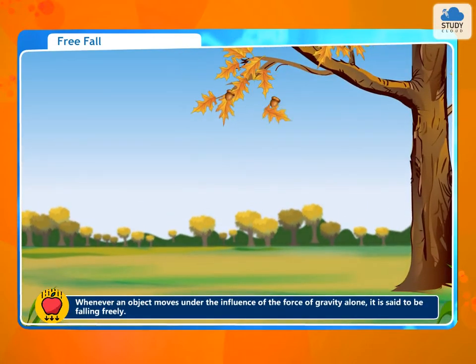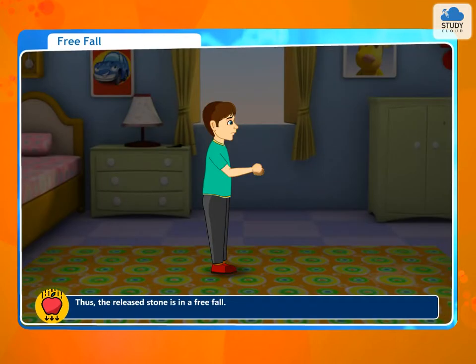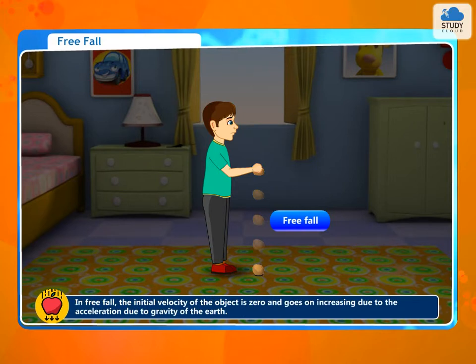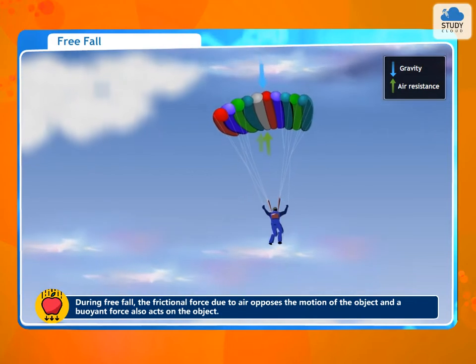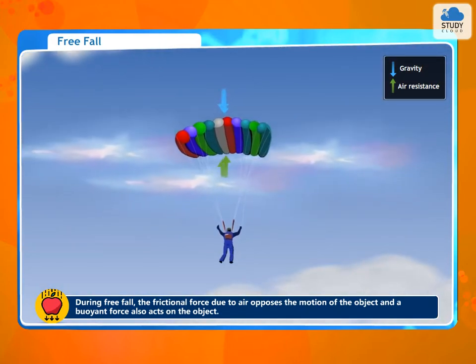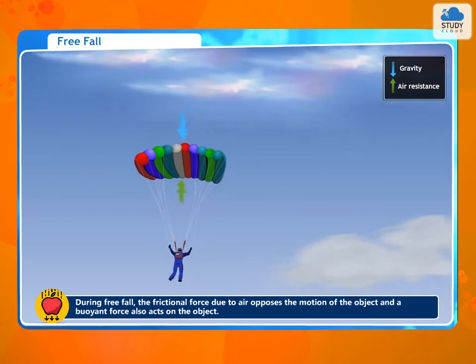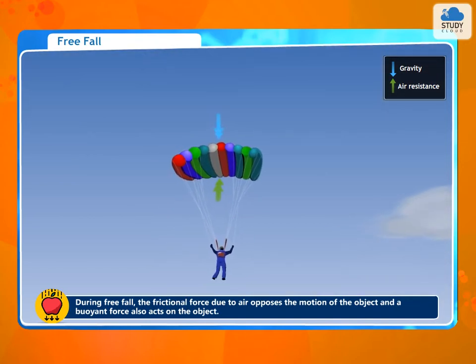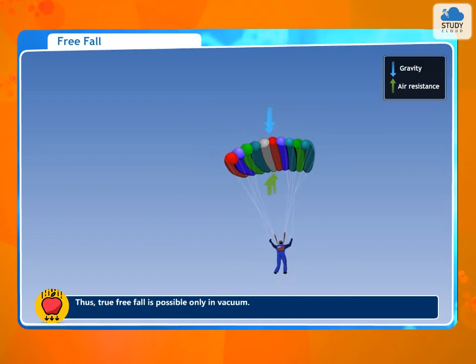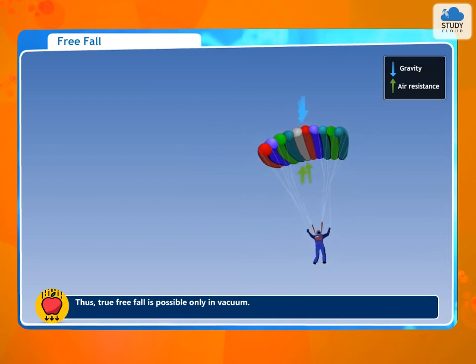Whenever an object moves under the influence of the force of gravity alone, it is said to be falling freely. Thus, the released stone is in a free fall. In free fall, the initial velocity of the object is zero and goes on increasing due to the acceleration due to gravity of the earth. During free fall, the frictional force due to air opposes the motion of the object, and a buoyant force also acts on the object. Thus, true free fall is possible only in vacuum.